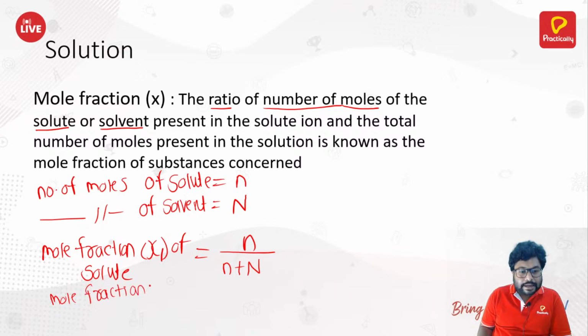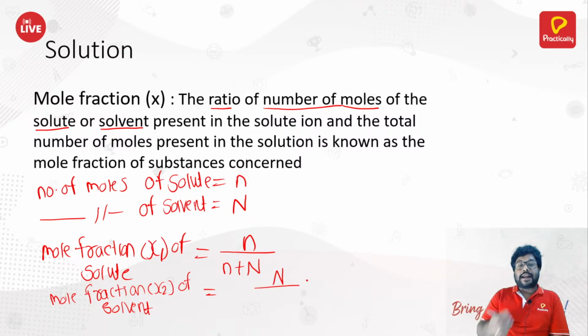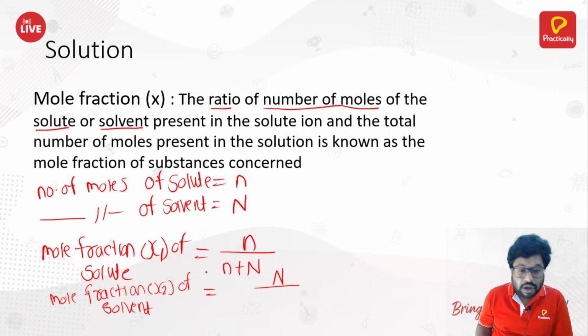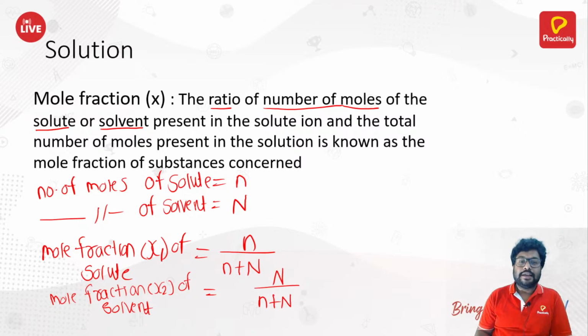Now it is another term. So let's take phi 2, the mole fraction of solvent. That will be equal to what? That will be equal to capital N, the number of moles of solvent, divided by the total number of moles. Now again, the total number of moles will be equal to what? It will be equal to n plus N.